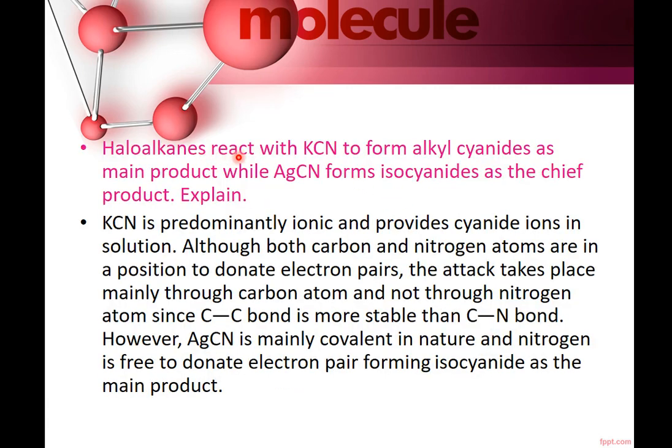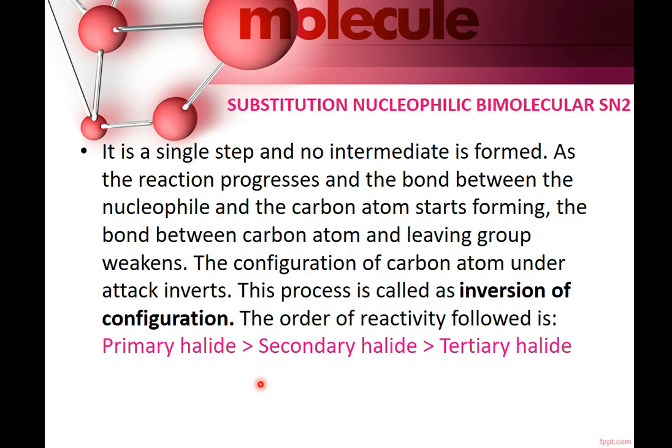This is a very important question. Same question which I have explained just now. Usually this question is asked in exams too. Haloalkanes react with KCN to form alkyl cyanides as the main product, while AgCN forms isocyanides as the chief product. Same question can be asked with KNO2 and AgNO2 also. Answer will be same.